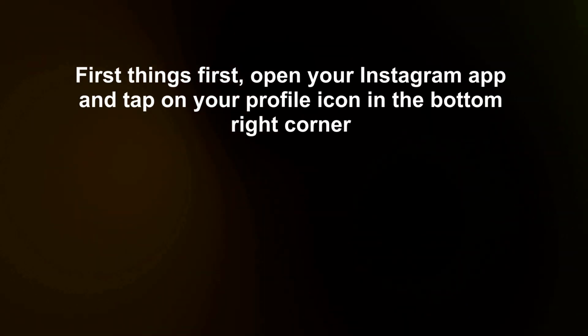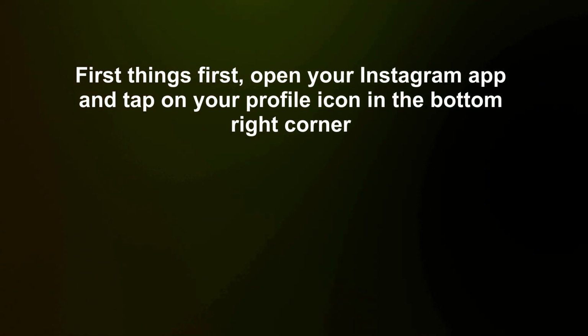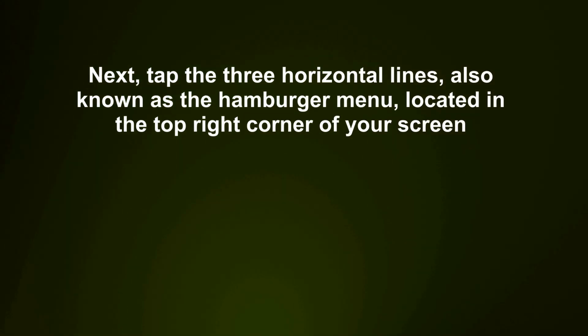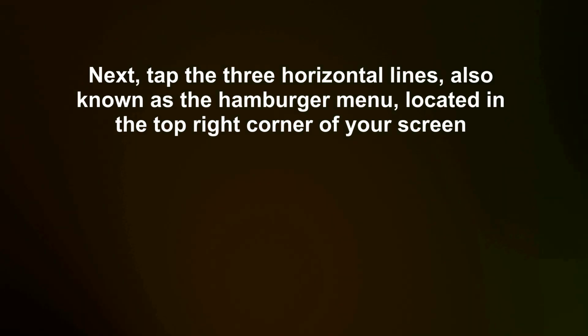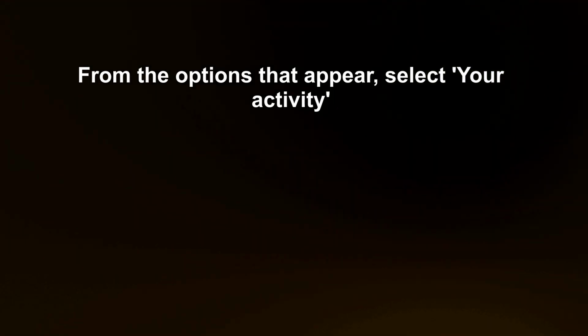First things first, open your Instagram app and tap on your profile icon in the bottom right corner. Next, tap the three horizontal lines, also known as the hamburger menu, located in the top right corner of your screen. From the options that appear, select your activity.